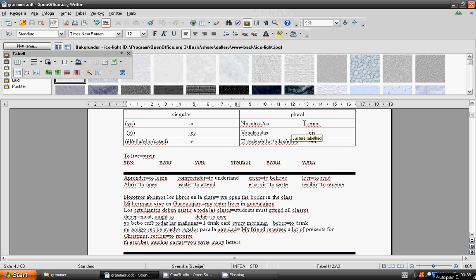My sister lives in Guadalajara. Mi hermana vive en Guadalajara. Students must attend all classes. Los estudiantes deben asistir a todas las clases. Deber is must or ought to.